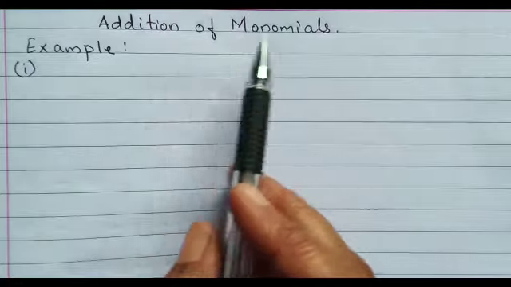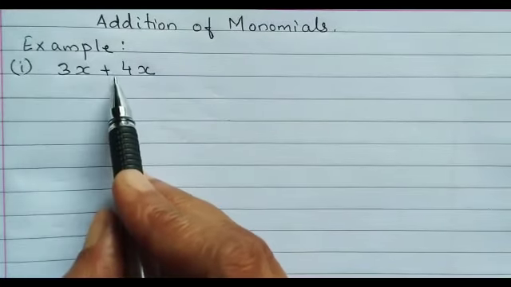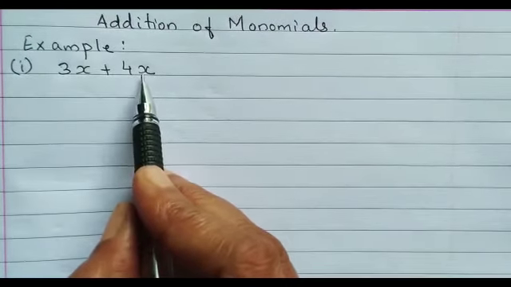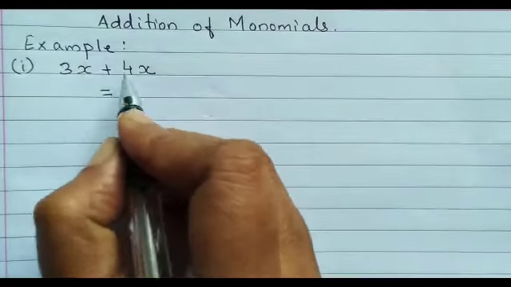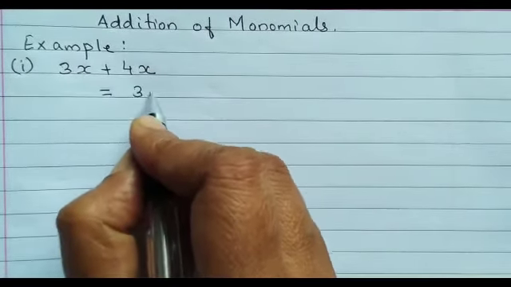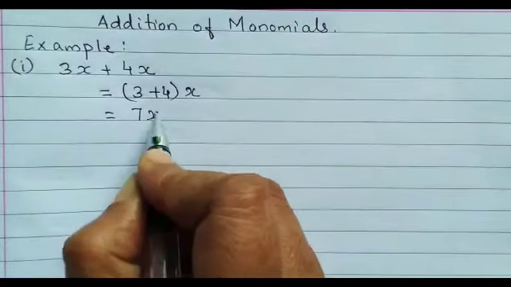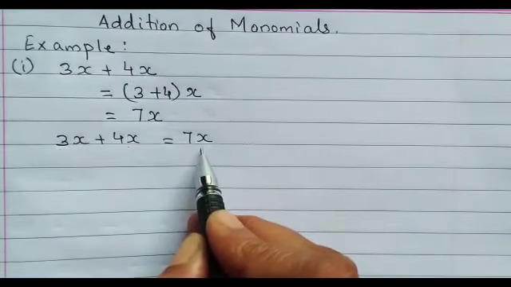Now let's see the addition of monomials. Let's see an example. The addition of 3x plus 4x. The two are like terms as their variables are the same. So what we have to do? We have to add only the coefficients. So you can write it as 3 plus 4 multiplied by x. So the answer is 7x. So 3x plus 4x is 7x.